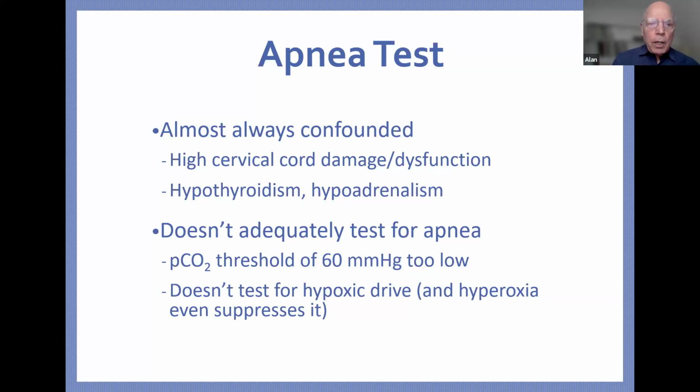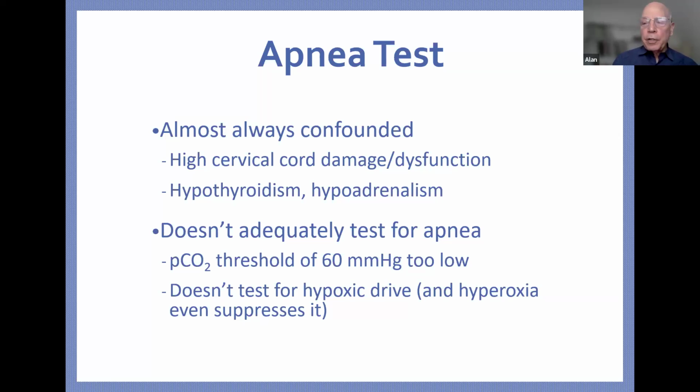Also, hypothyroidism and hypoadrenalism are common endocrine abnormalities in brain death, and they can suppress the respiratory drive. So the apnea test, first of all, is almost always confounded to begin with. Second, it does not adequately test for apnea. And I don't have time to go into details of carbon dioxide thresholds, but basically the threshold that is specified in all the guidelines is simply too low.